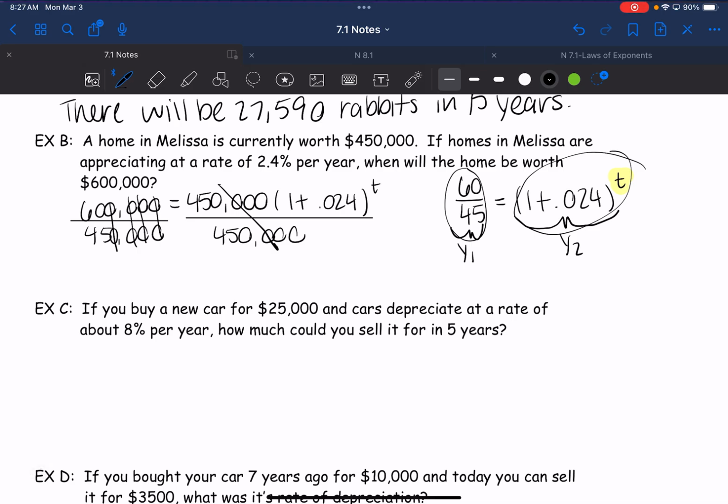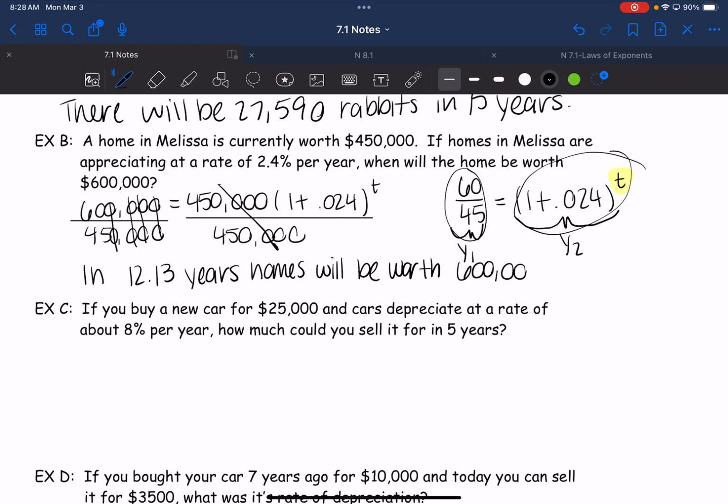So did anybody find where they intersect, the x value? Yeah. So what would it be as a decimal if we wanted to be a little more specific? 12.13? Okay, perfect. We'll say that. Okay, so we'll say in 12.13 years, homes will be worth 600,000. All right.